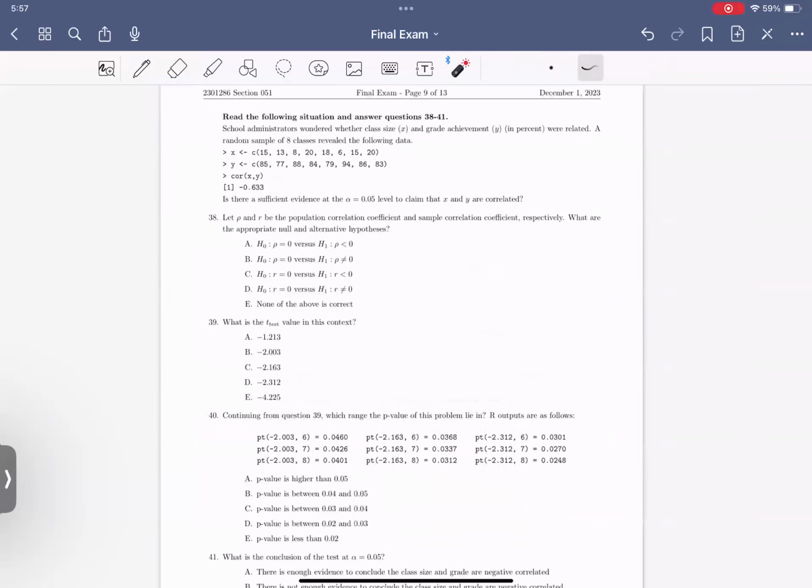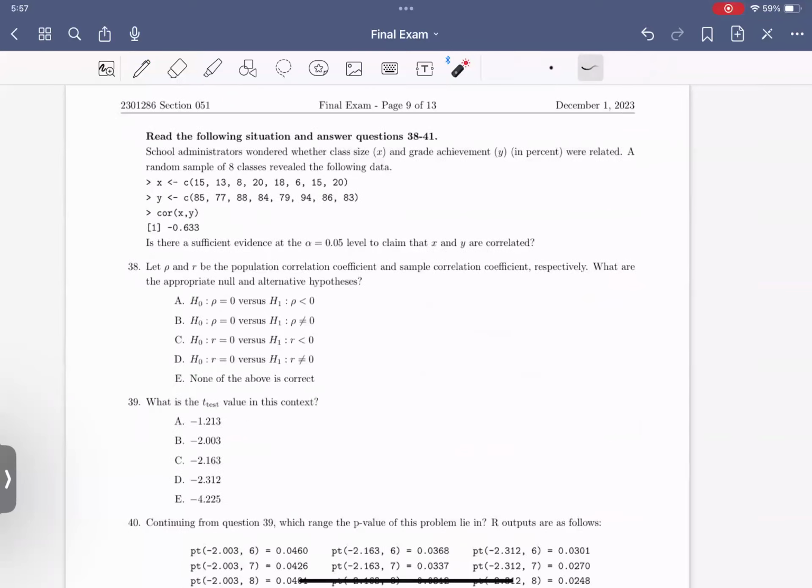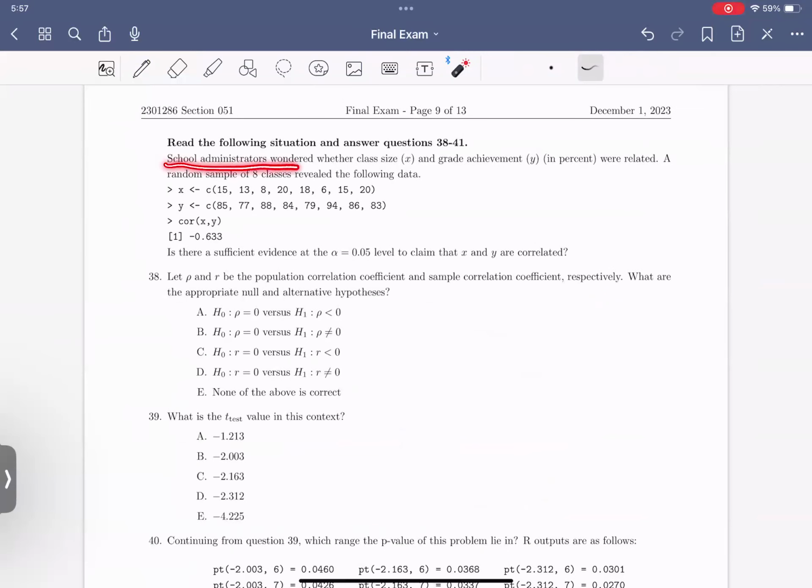Question 38 to 41. All right, this page. A school administrator wonders whether class size X and grade achievement Y in percent are related. A random sample of size 8 is drawn, so you get X and Y here. X is class size, Y is grade achievement. The correlation is minus 0.633. You want to check whether there is sufficient evidence at alpha equal to 0.05 to claim that X and Y are correlated.